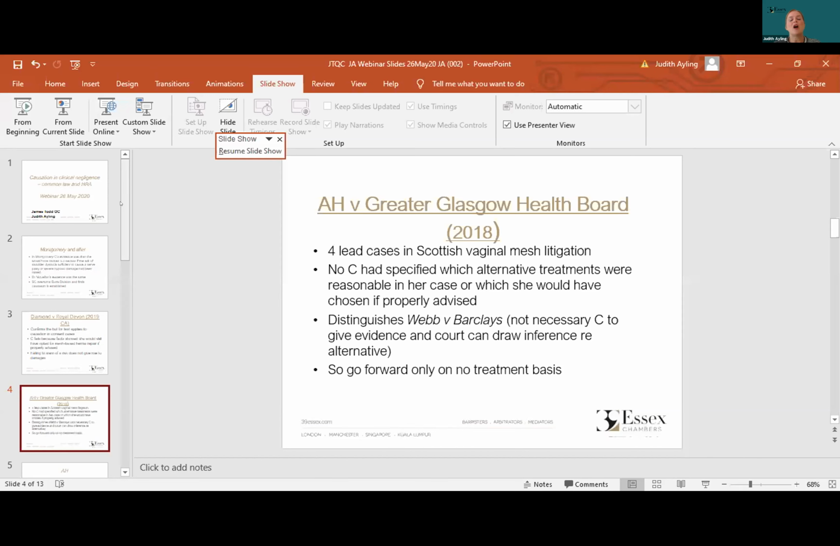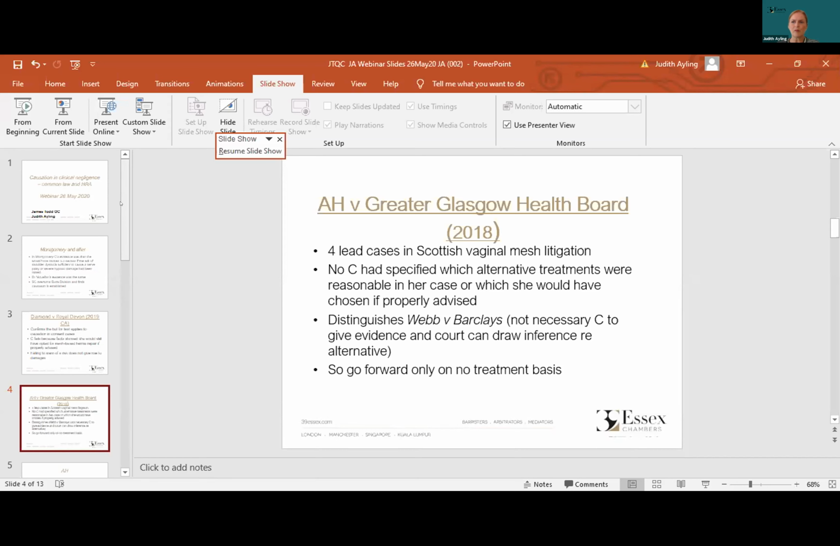So I would take from that, if you want to run a Montgomery, I would have gone for an alternative treatment case. You have to be very clear in pleading what alternatives were open to the doctors to give you at the time when you had the procedure, and you then have to prove that as a matter of fact. Now, the claimants tried to argue in AH and Greater Glasgow that it wasn't necessary for them to do that. The court could simply draw inferences about the alternative, and the court gave that argument short shrift.